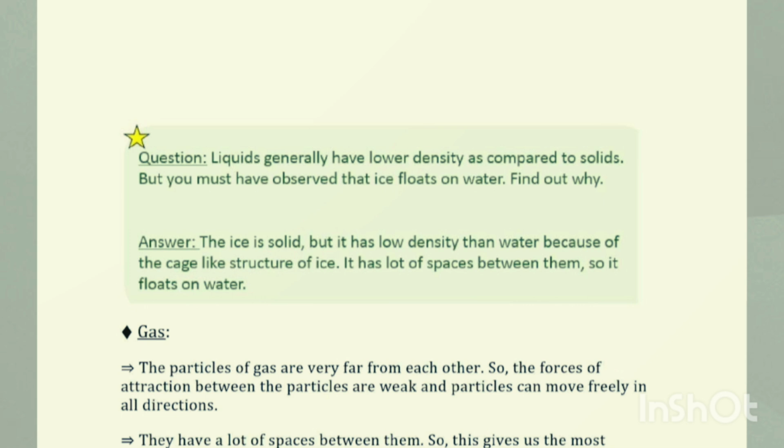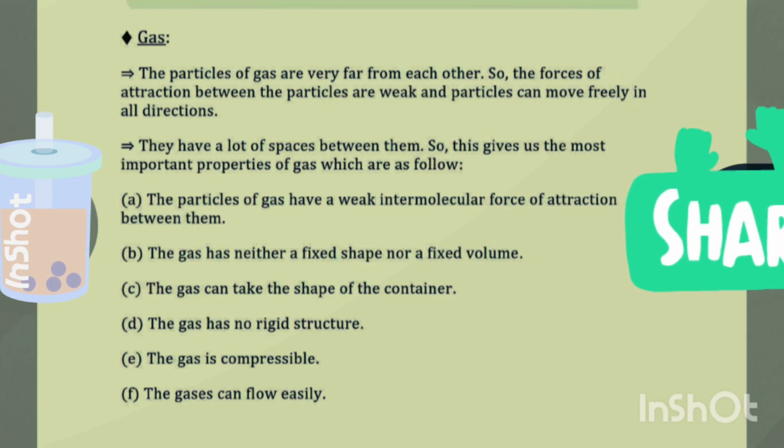The particles of the gas are very far from each other, so the force of attraction between the particles is weak and the particles can move freely in all directions. They have a lot of space between them, so because of this we have certain properties. The first point is the particles of gas have a weak intermolecular force of attraction between them. Why does it have weak intermolecular forces? Because there is a lot of space between them, so there is a weak intermolecular force of attraction between the gases.